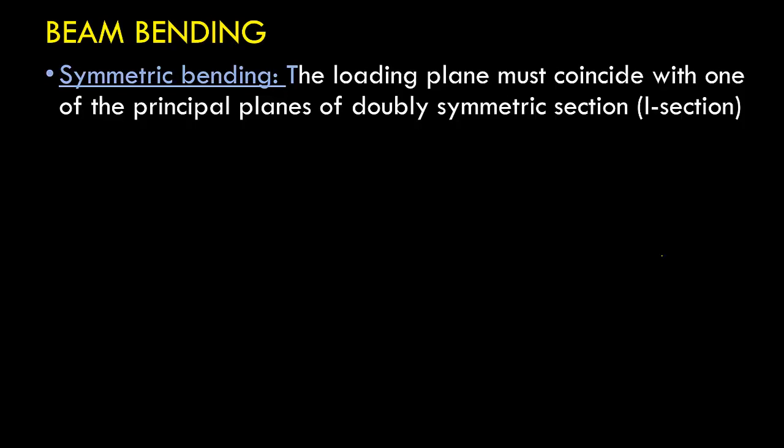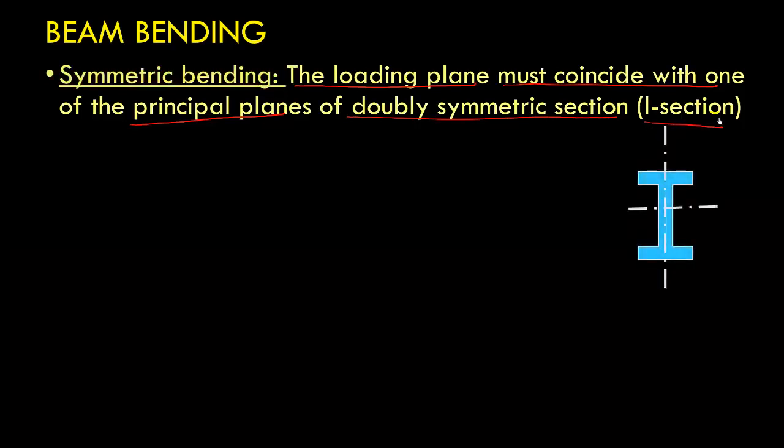In case of symmetric bending, the loading plane must coincide with one of the principal planes of a doubly symmetric section. For example, an I section. So here I have an I section. In case of an I section, there are two planes of symmetry. One is this one, let's call this the x axis. Another is this one, let's call this the y axis. So the load either has to pass through the x plane or the y plane.